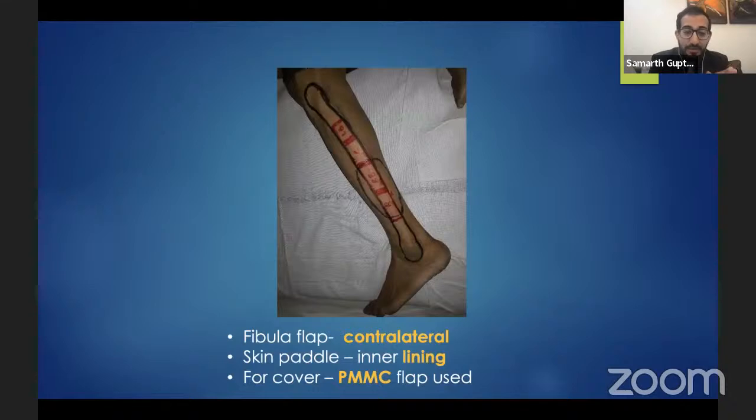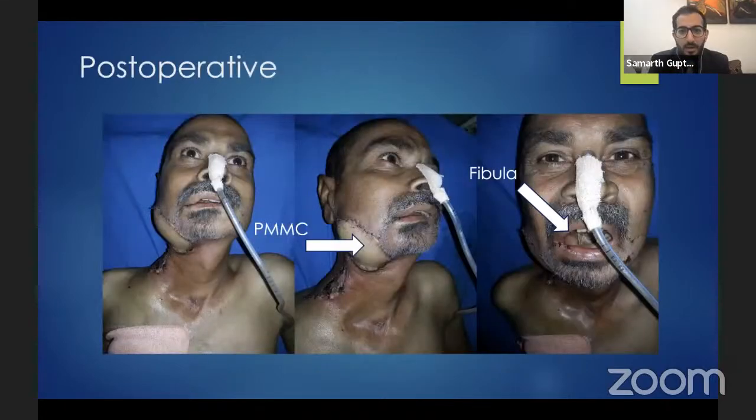In this particular patient, we use the fibula flap in the contralateral leg, and the skin paddle of the fibula flap, as you can see in this oval structure that is marked up here on the leg, is used to cover the inner lining. And for the cover, the PMMC flap, the pec major flap, which is harvested from the chest. And this is a local flap because we do not cut the vessel, we just directly rotate it from the chest area onto the face wherever it's required.